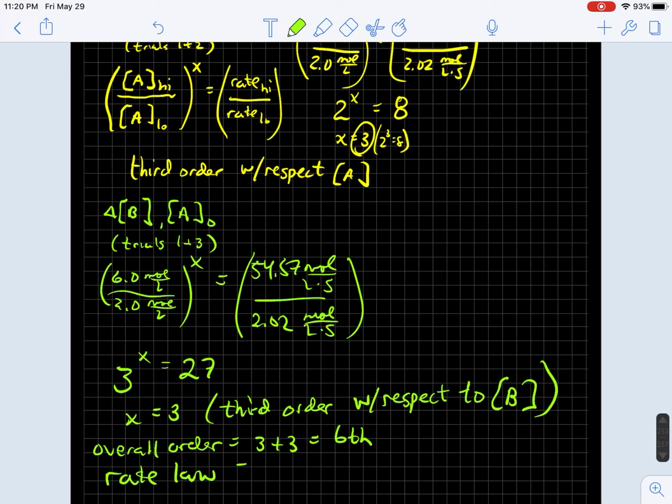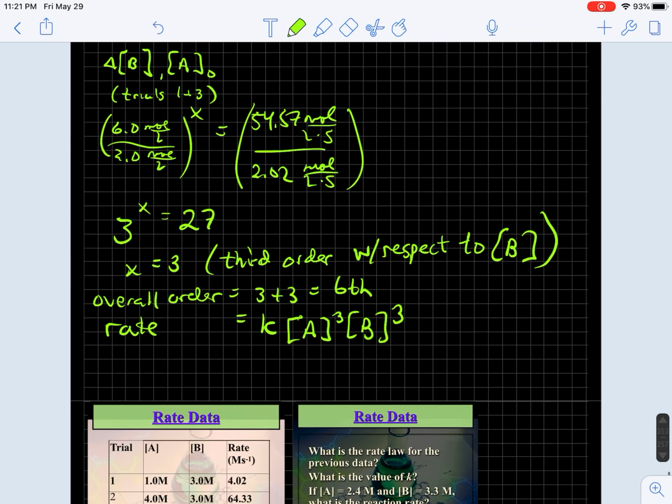Our rate is equal to K. Why did I write rate law? I should have just written rate. Rate is equal to K times A cubed B cubed. Okay, great. So that answers part of the problem. They wanted to know what the rate law was. Third order with respect to A, third order with respect to B, and we just stick in our rate constant. Now they want to know the value of the rate constant.